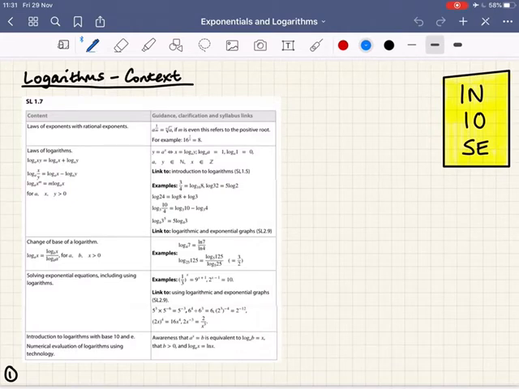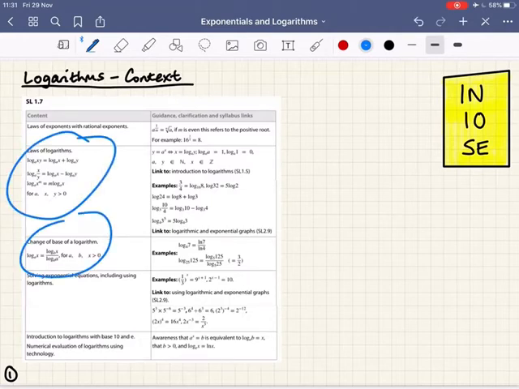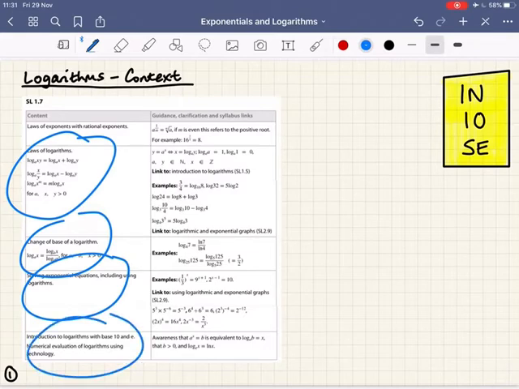There it is on the syllabus guide. You can see laws of logarithms, change of base of a logarithm, solving exponential equations using logarithms, and introductions to logarithms with base 10 and e. So it's important that we really understand what logarithms are before we go any further.